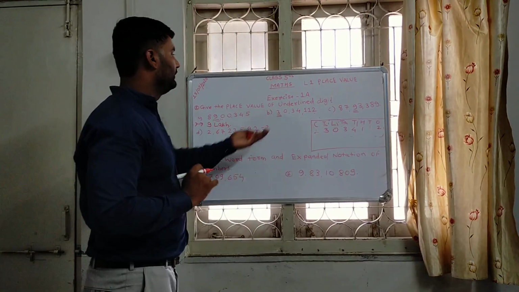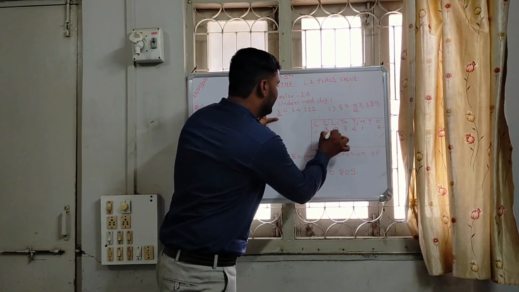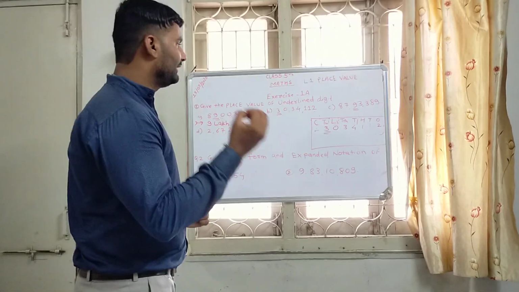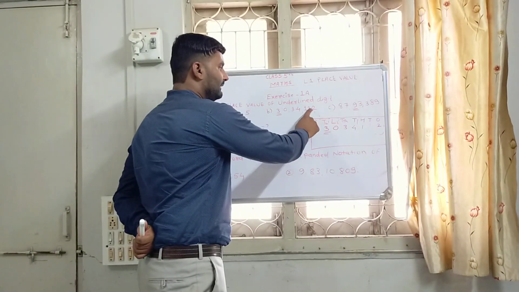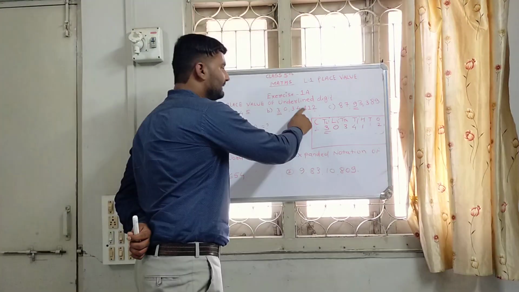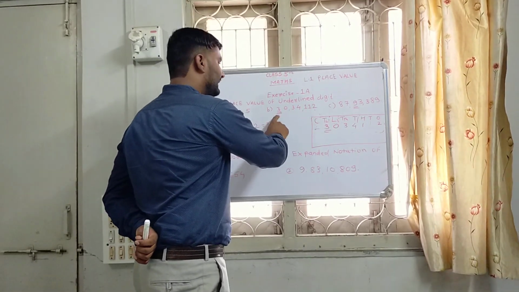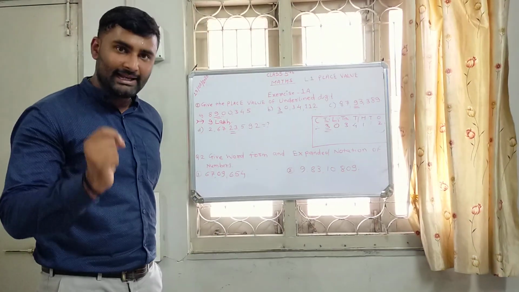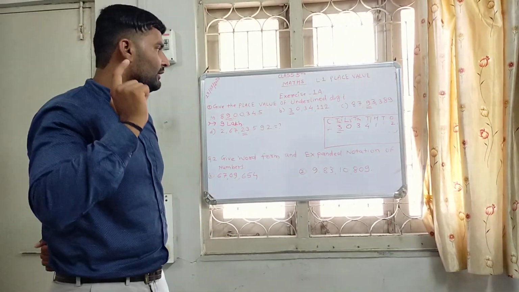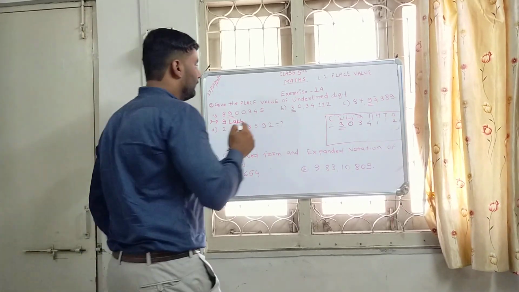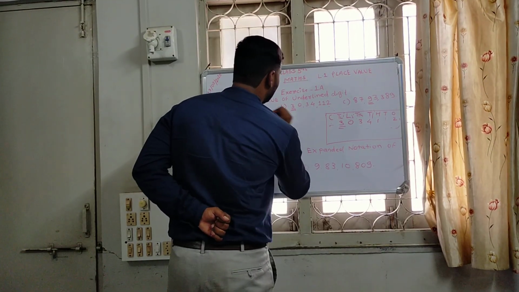Okay, so which number is underlined here? 3 is underlined there. So just read with me: ones, tens, hundreds, thousand, ten thousand, lakh, ten lakh. Yes, ten lakh. So our answer is 10 lakh. What is our answer? 10 lakh.